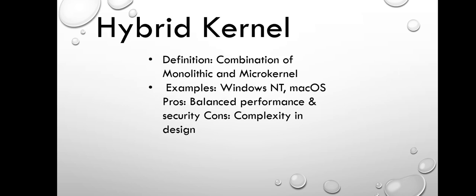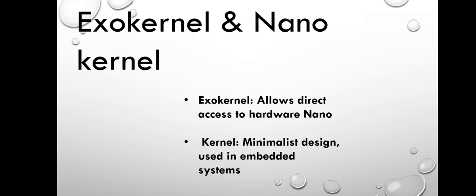Next, hybrid kernel. A combination of monolithic and microkernel is hybrid kernel. Windows NT and Mac OS are examples of hybrid kernel. Main advantages: balanced performance and security; disadvantage: complexity in design. Next we see exokernel and nanokernel. Exokernel is nothing but allows direct access to hardware. Nanokernel is a minimalist design used in embedded systems.